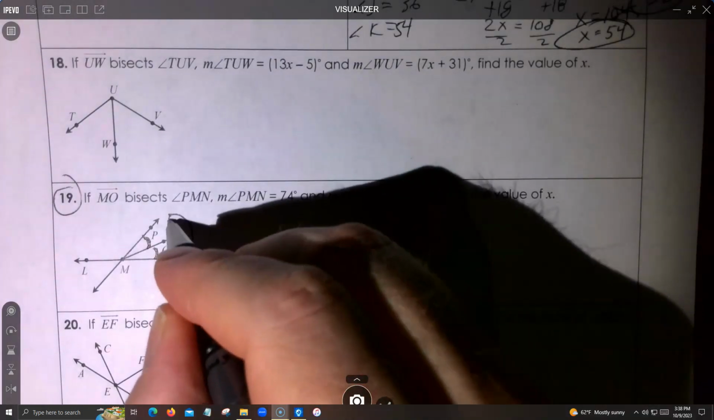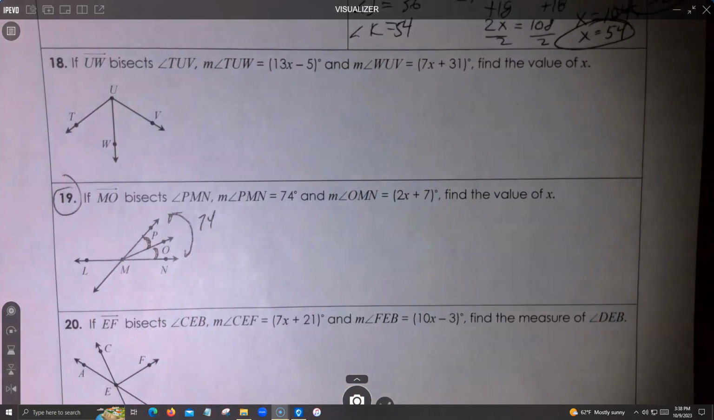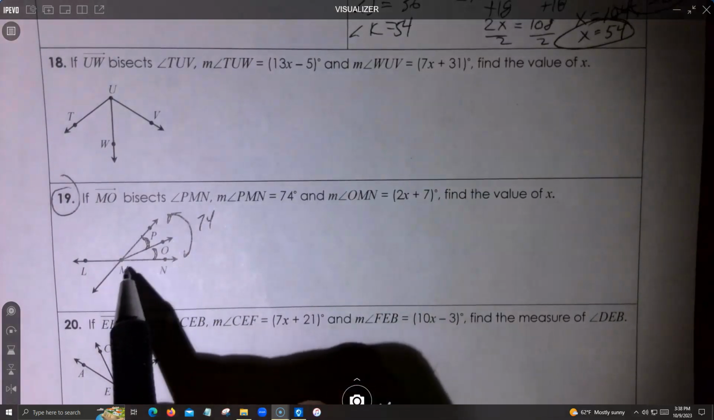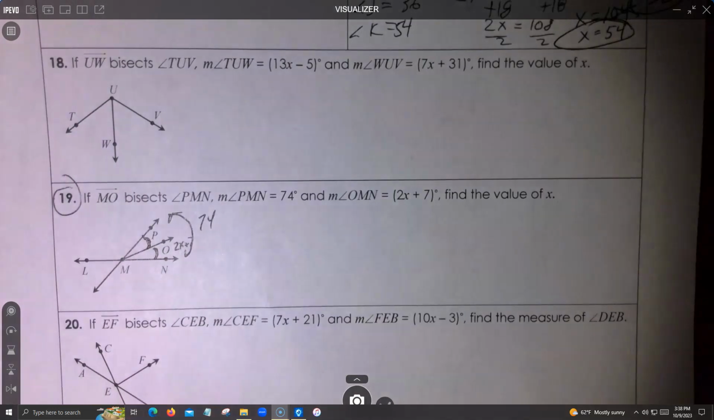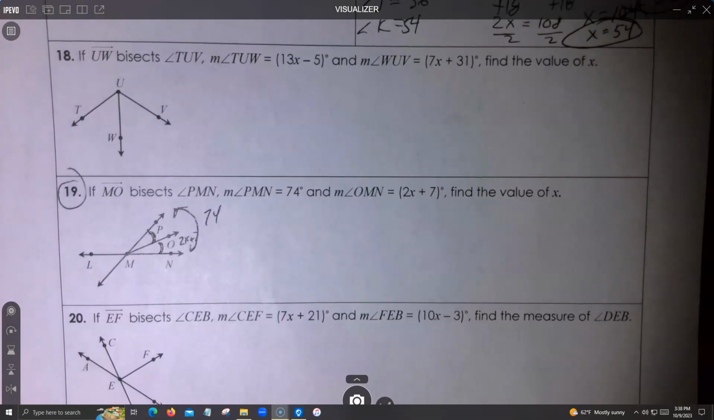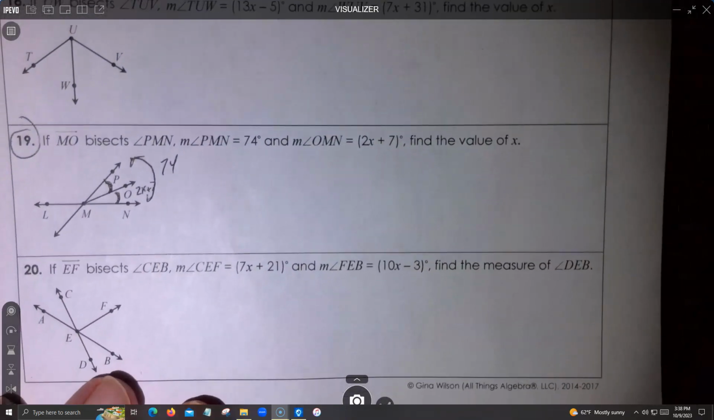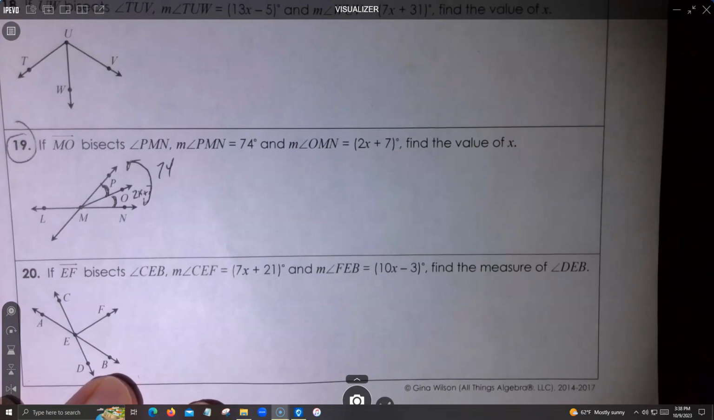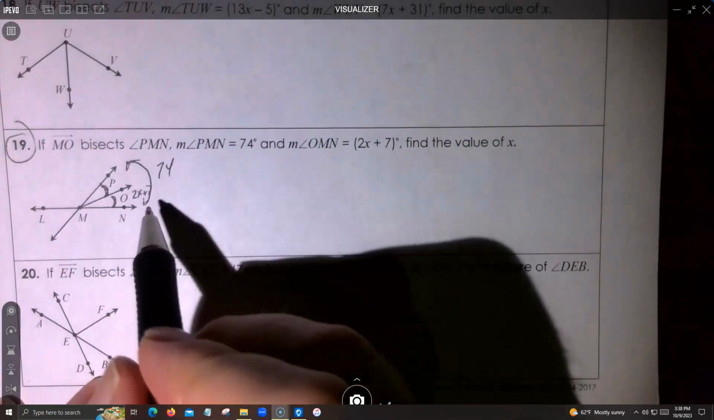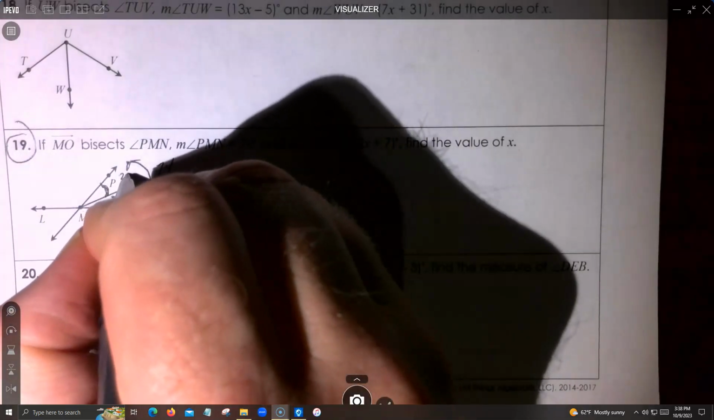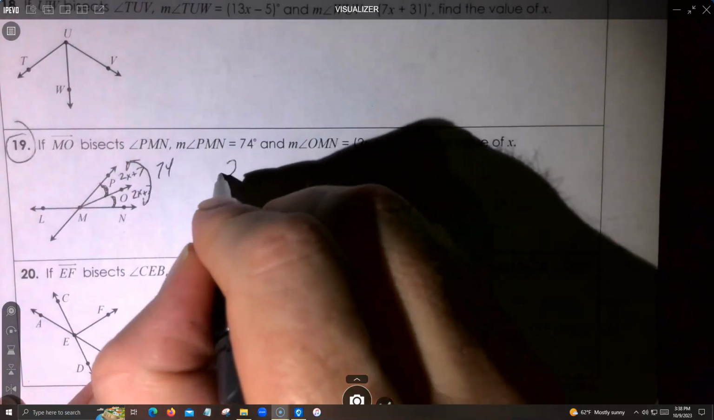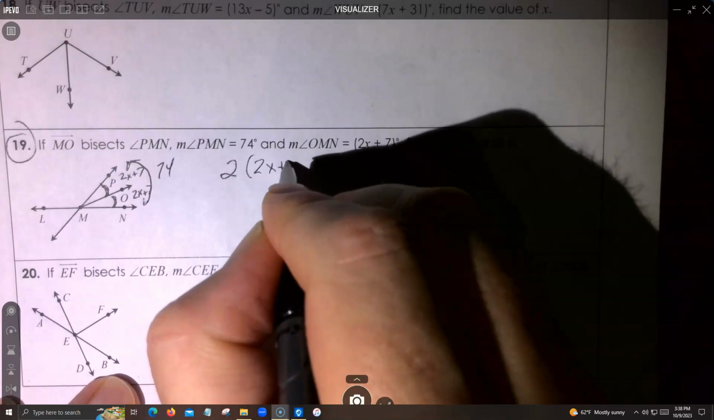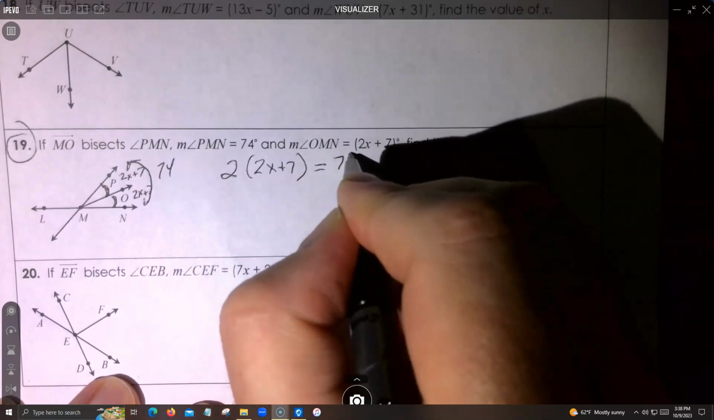So all of this angle is 74. OMN, that's this little guy here, is 2x plus 7. They want me to find x. Alright, that actually has nothing to do with this lesson, so it's kind of weird they put that in. But alright, so let's do it. So we know if this bisects and I have 2x plus 7 here, I actually have another 2x plus 7 there because they are the same size. So I could do it like this. 2 times 2x plus 7 equals 74.